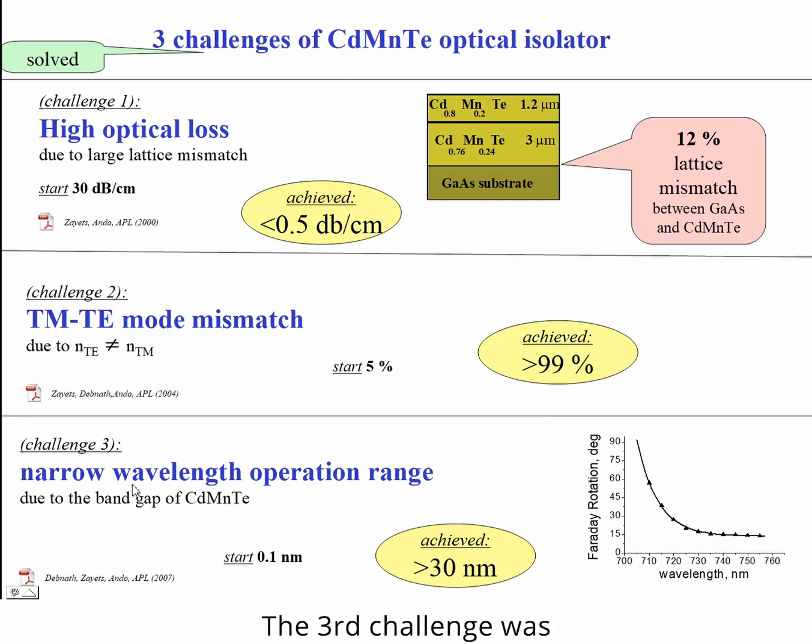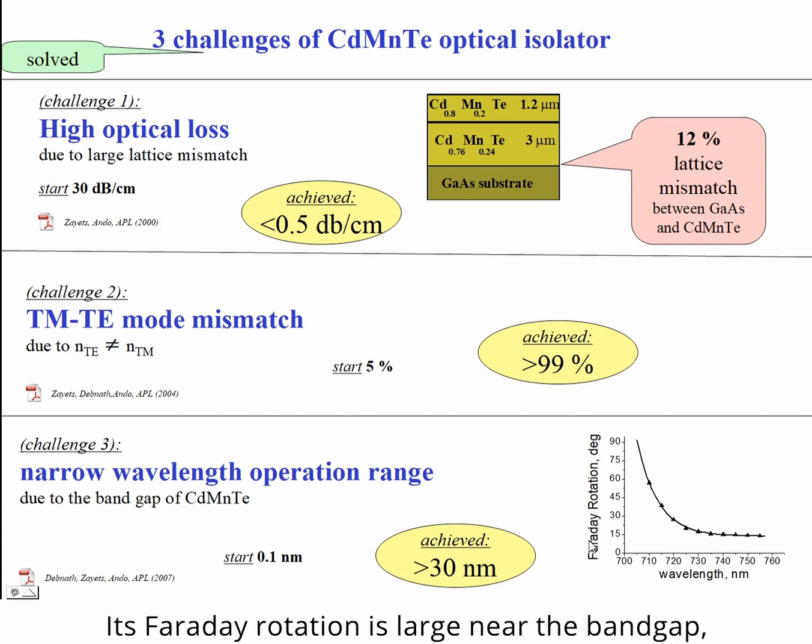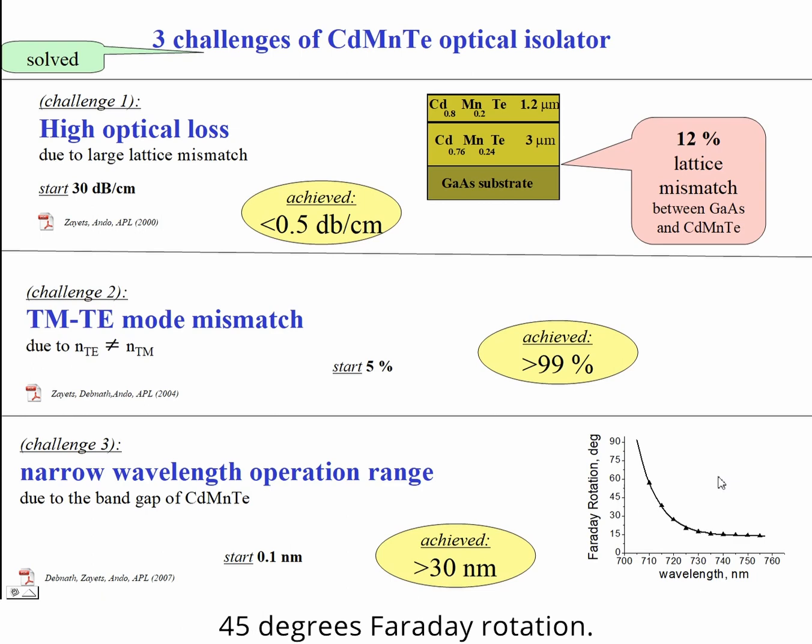The third challenge was a very narrow operational bandwidth of the cadmium manganese telluride isolator. Cadmium manganese telluride is a semiconductor. Its Faraday rotation is large near the band gap, but it exponentially decreases when the light wavelength moves away from the band gap. The operation of an isolator requires 45 degrees of Faraday rotation. Even so, a high isolation can be achieved at only one wavelength. The isolation degrades even at tiny wavelength tuning. The problem was solved by using a quantum well structure.